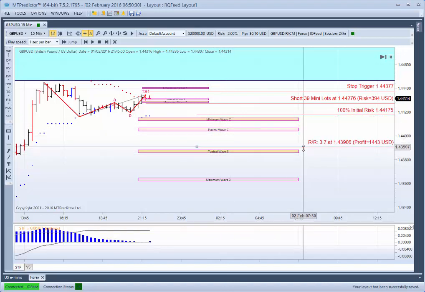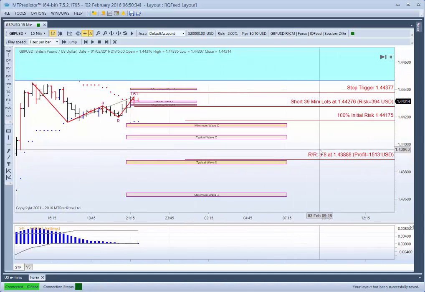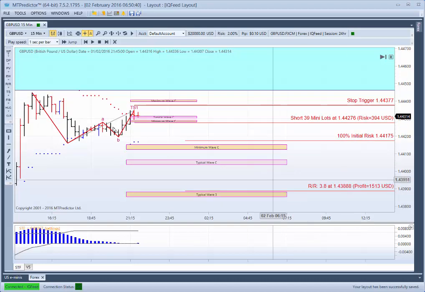So here we now drag this down to our typical wave 3 WPT, and you can see how suddenly the risk reward gets greater than 2, so it becomes a trade setup that we'd want to consider. So let's move forward.